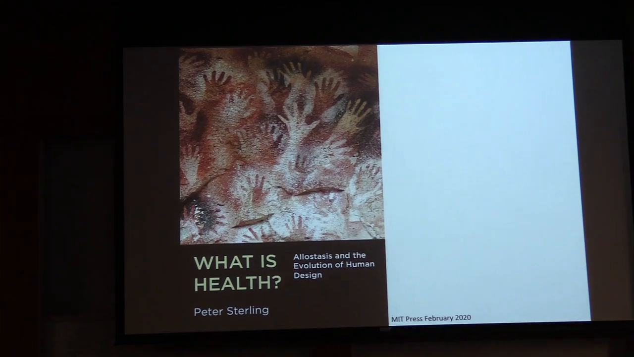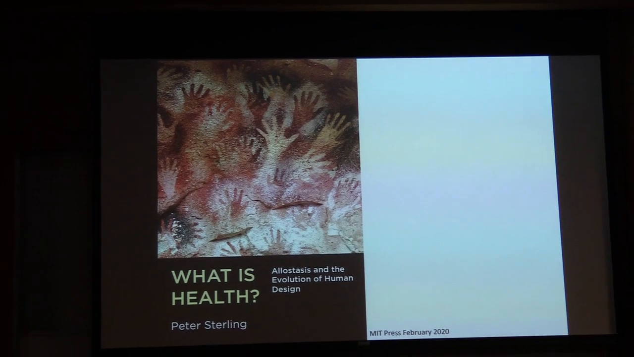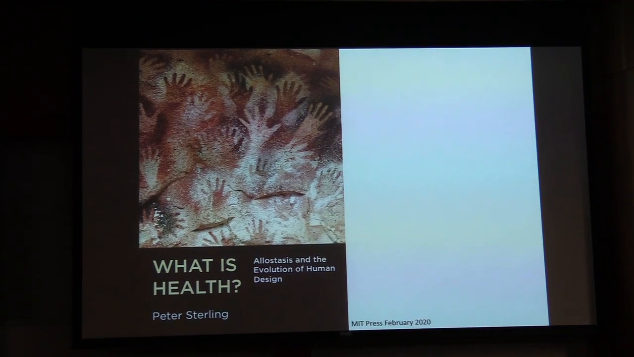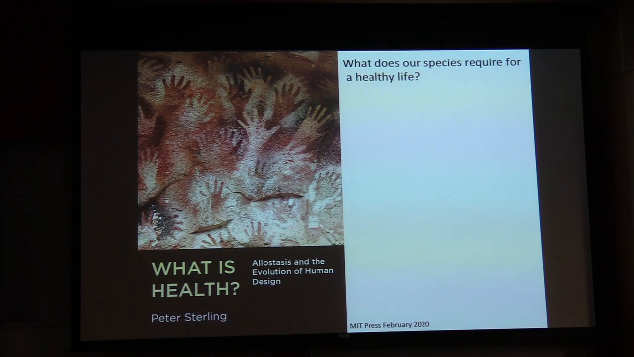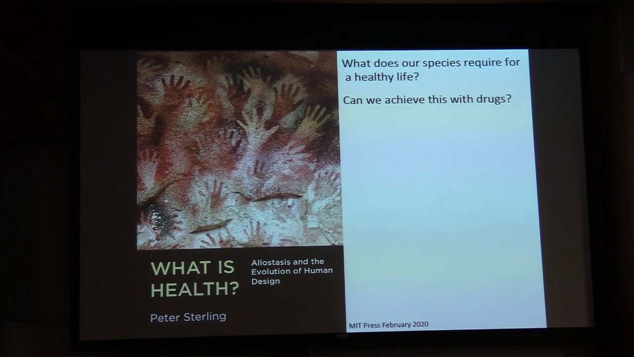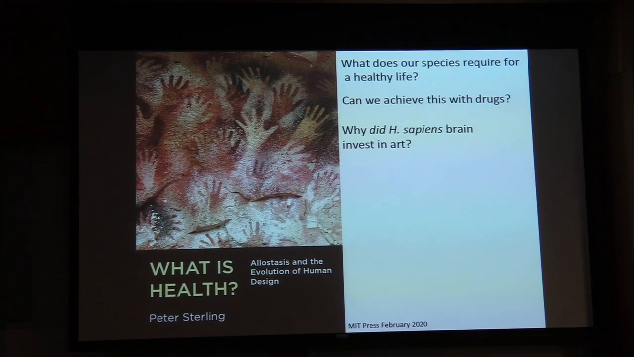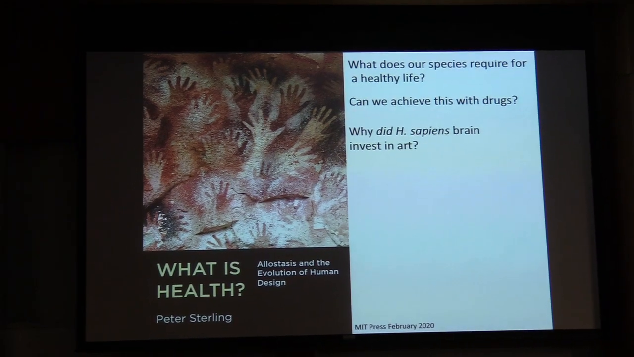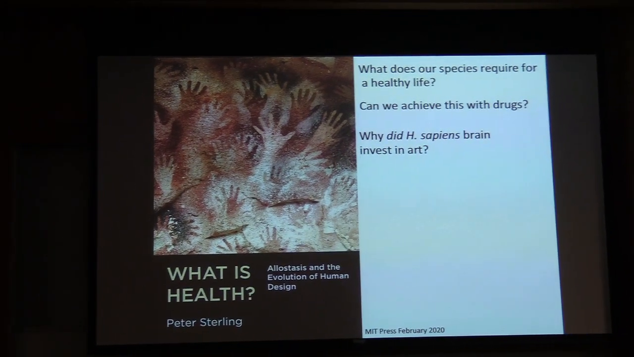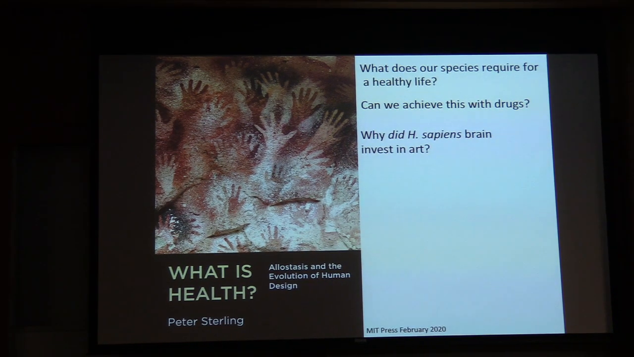So this is the book that is just coming out in the next week or something. And what it considers is, what does our species, Homo sapiens, require for a healthy life? And can we achieve this with drugs, which is the main current medical approach? And the question is, if the body and everything has to be energy efficient, why does it look like the brain invested in things beyond foraging?